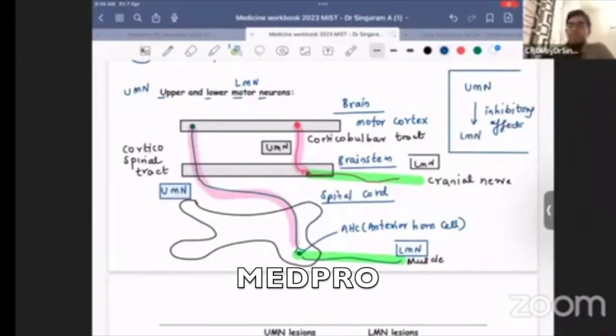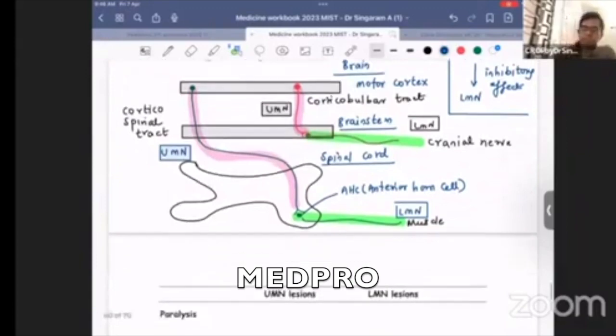Okay, just to put it up as a summary, for whoever joined late, the concept of upper and lower motor neuron. Upper motor neuron starts from the brain area, and there are two types. One is for the usual nerves and muscles, and another is for the cranial nerves. For the usual nerves and muscles, the upper motor neuron is the corticospinal tract, which starts from the motor cortex and goes to the level of the spinal cord.